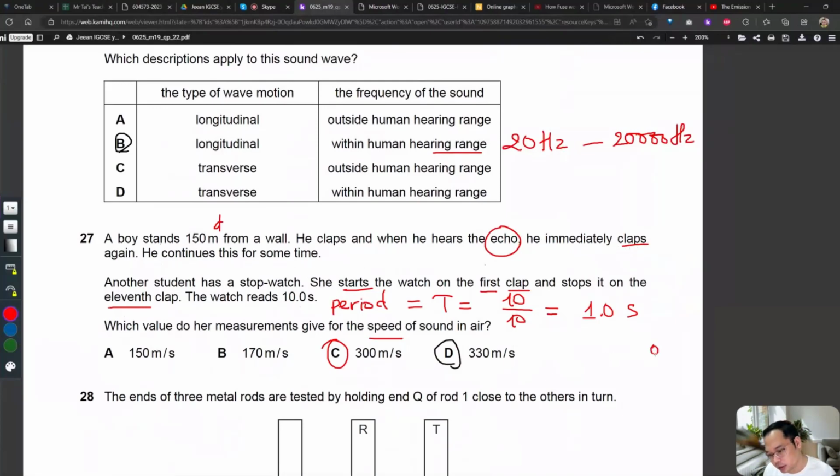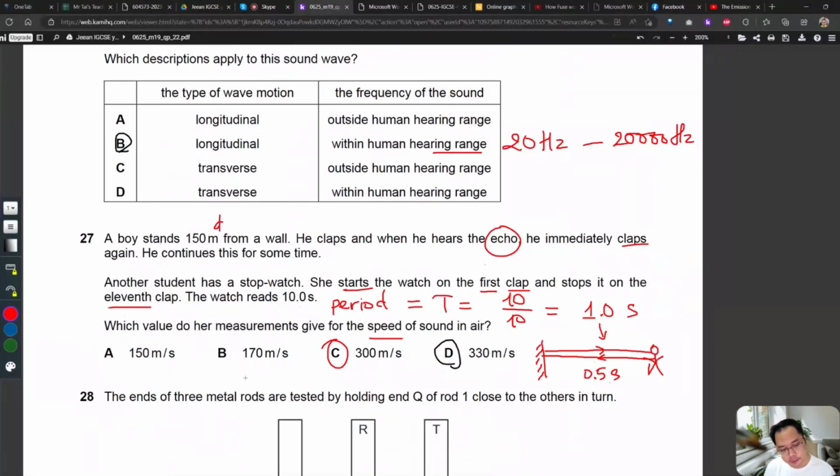The sound from him, standing here clapping, hits the wall. The sound travels from his hand to the wall and reflects back. And the whole time for traveling there and back is 1 second, meaning the time for one trip is 0.5 second. Moving twice takes 1 second, so the time from his hand to the wall is half of that, 0.5 second.